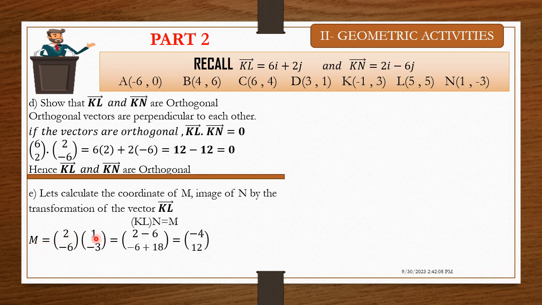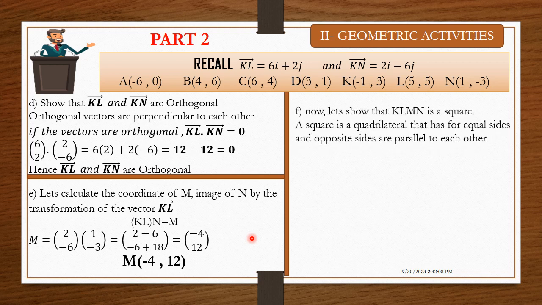Like I was saying, M is the image, the transformation of this point under this transformation vector. So we multiply: 2 times 1 plus 2 times negative 3. 2 times 1 is 2, and 2 times negative 3 is negative 6, which gives us negative 4 here. Then negative 6 times 1 is negative 6, and negative 6 times negative 3 is positive 18. Negative 6 plus 18 gives us 12. Therefore the point M is (-4, 12).